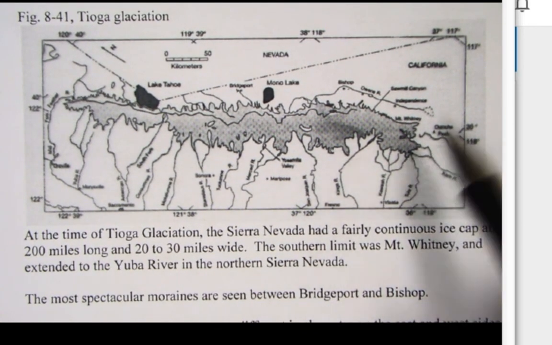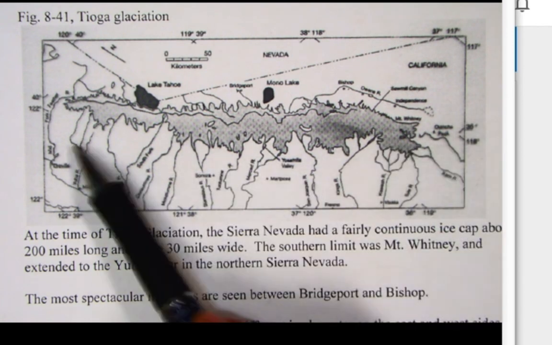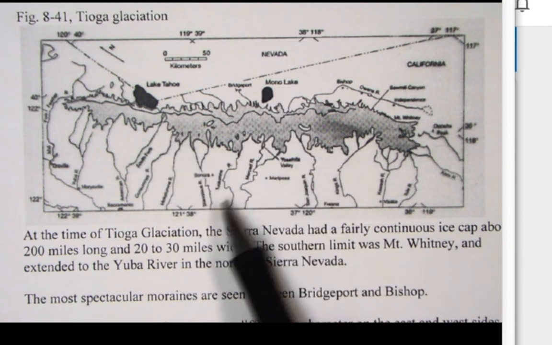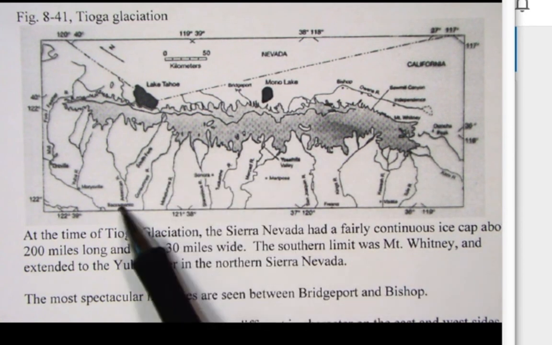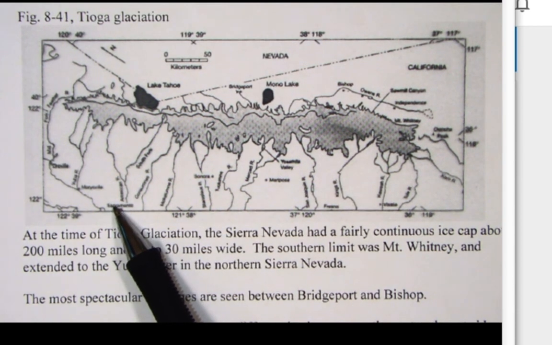For example, here we're looking at California kind of going east on its side. So north is over here, south is over here. So we're looking at the Sierra Nevada. There's Lake Tahoe, Mono Lake. All the rivers coming down to the Central Valley. Here's Sacramento down over here. This is actually from your book, Figure 8.41.